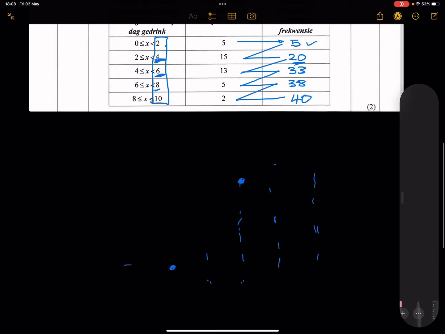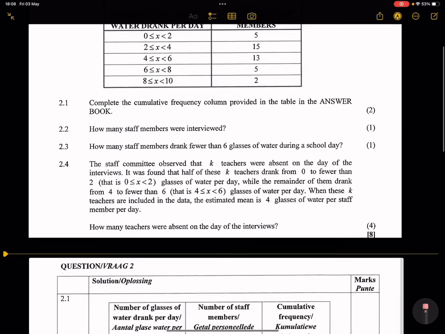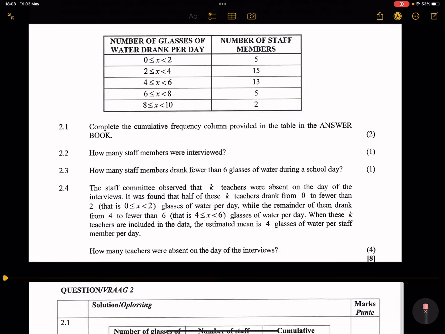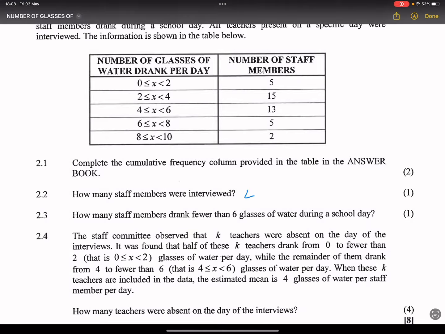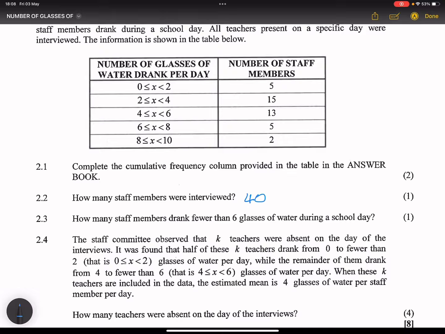They said to us, how many staff members were interviewed? We know that very well from our cumulative frequency. We found out that it is 40. How you can always get that as well is that you just take the sum of all of that. That should give you the number of staff members.